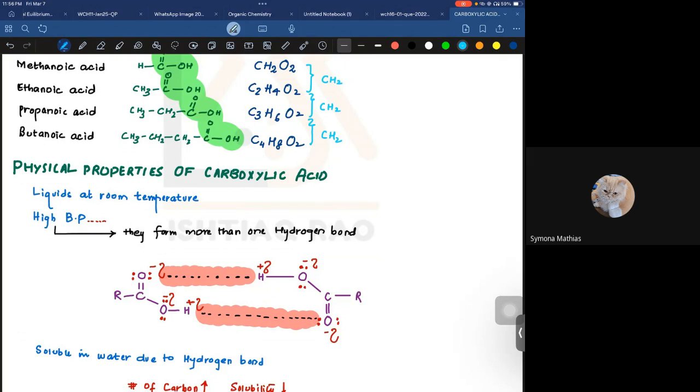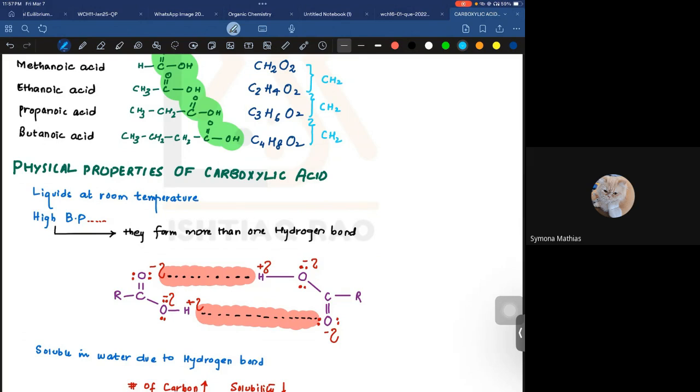Okay. So carboxylic acid can make two hydrogen bonds. This is very important. Carboxylic acid can make two hydrogen bonds. और alcohols कितने bond बना रहा था hydrogen bond? Only one hydrogen bond. Why? Because in alcohol you have one oxygen atom and in carboxylic acid you have two oxygen atoms. That's why carboxylic acid is going to have two hydrogen bonds.